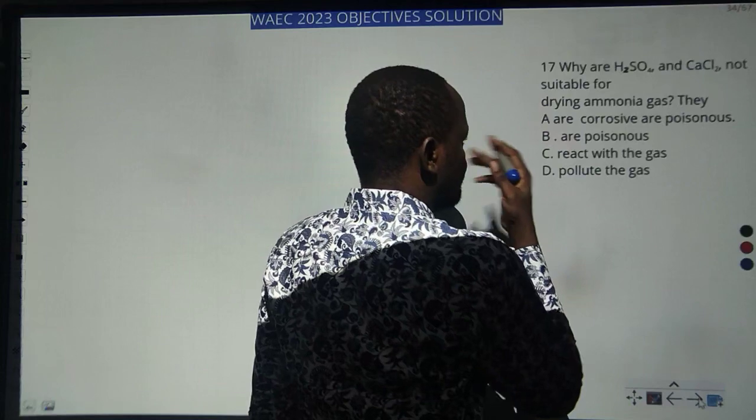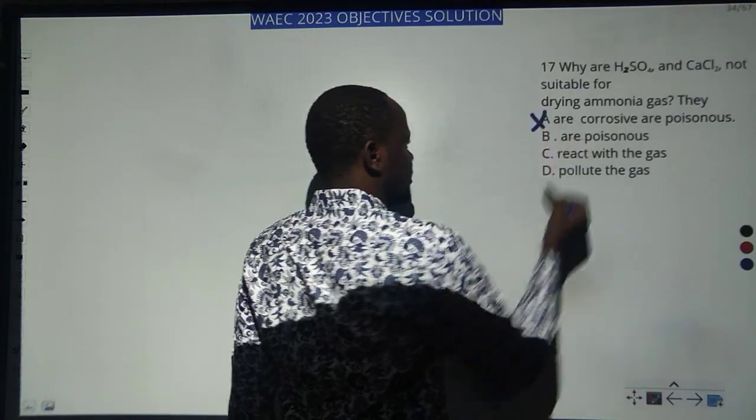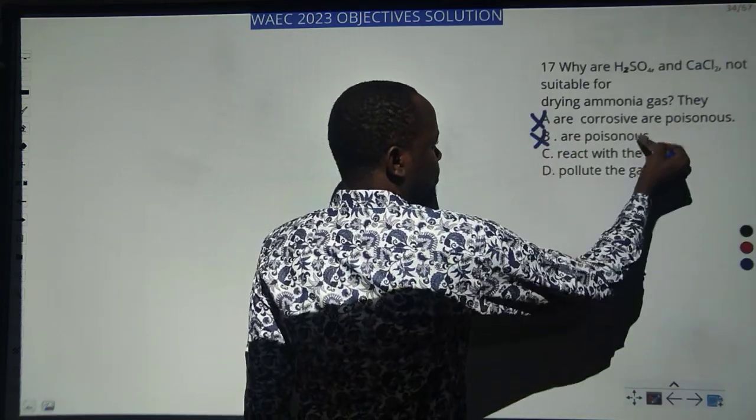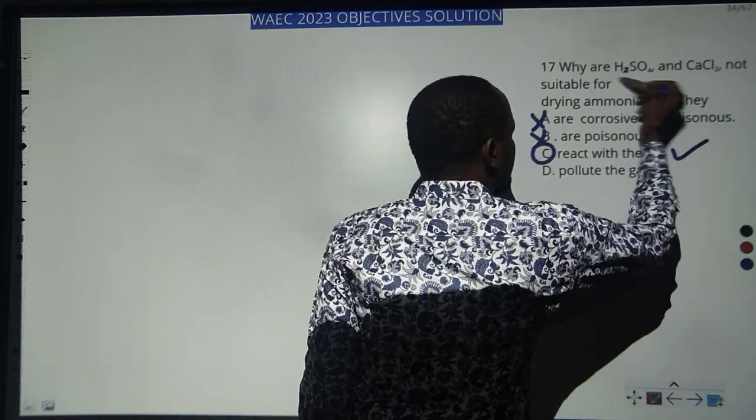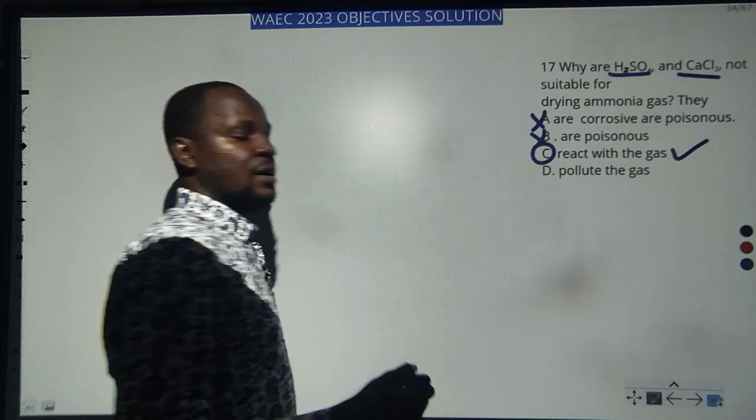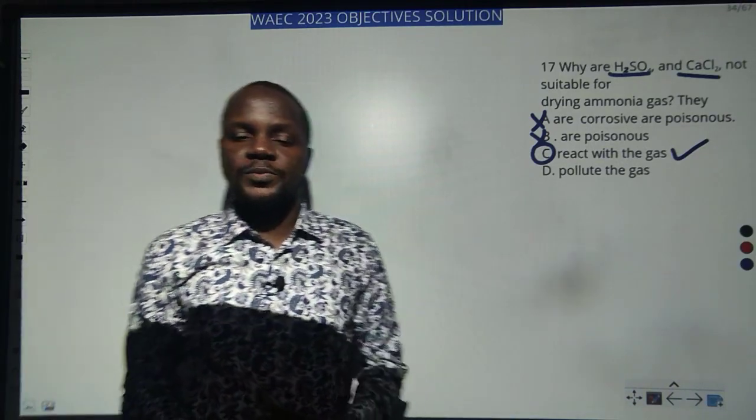So this says they are corrosive and poisonous. Does not make sense. Are they corrosive and poisonous? I don't know. React with the gas is the correct answer. That is why we don't use this and this. They will react with it. The next question, please.